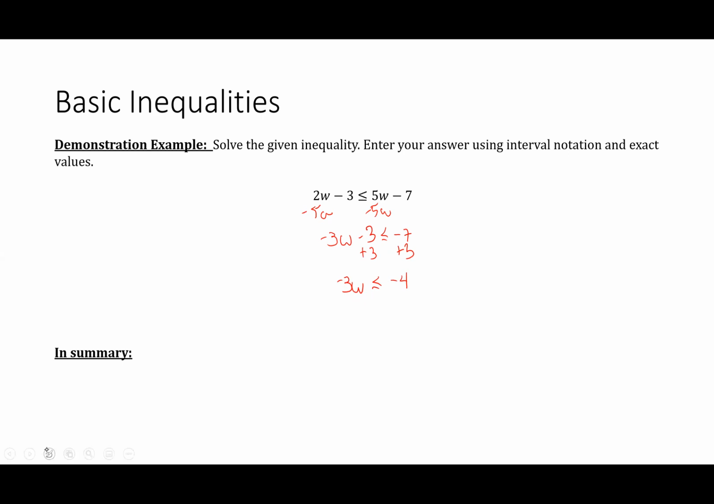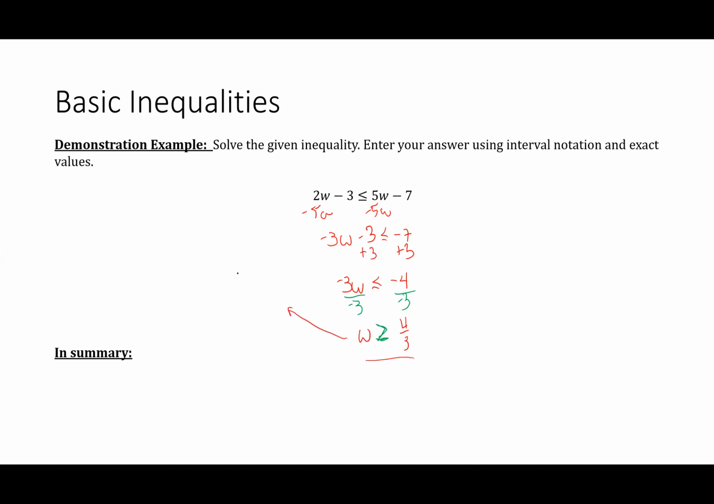Now, what I'm going to do here is divide both sides by negative 3. As a result of dividing both sides by a negative, remember, you're going to change the direction of the inequality. Then I end up with w is greater than or equal to 4/3. Now, from here, with an inequality, you don't just have one solution. You've got a collection of solutions.